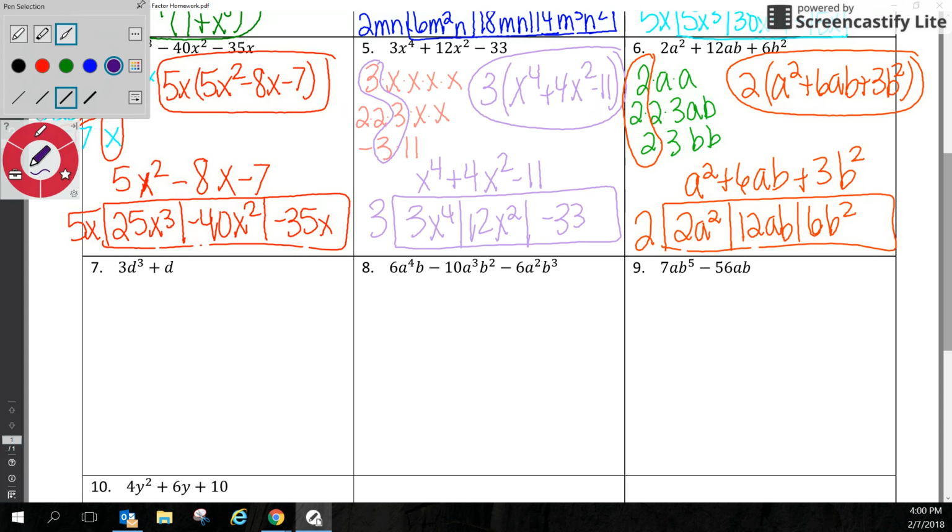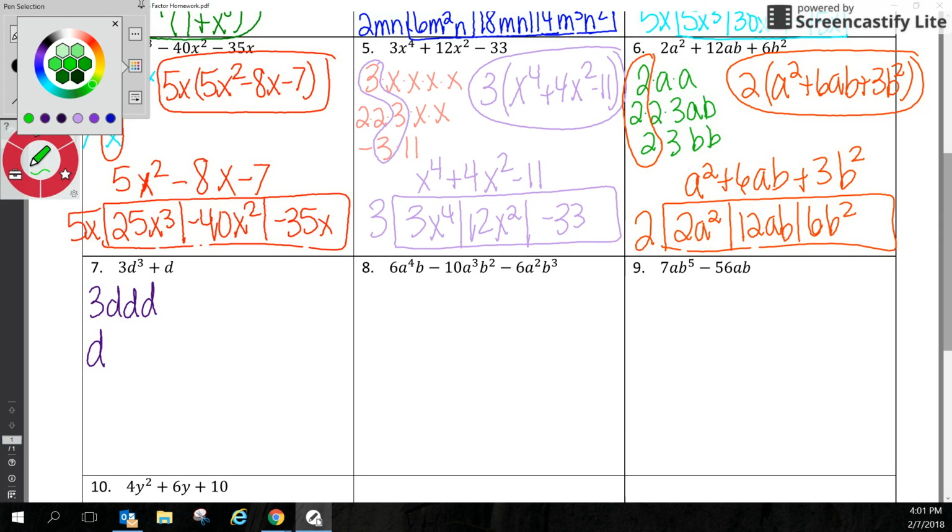How about this purple? All right, for the first term, it's 3 times d times d times d. My second term, it's just d. So what they have in common then is just going to be a D.